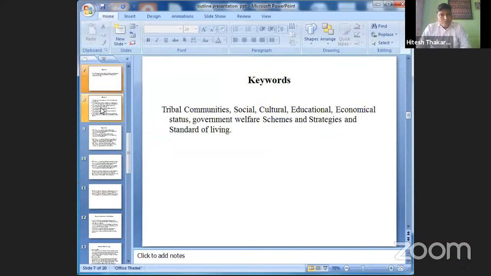Keywords: tribal communities, social, cultural, educational, economical status, government welfare schemes, strategies, and standard of living.